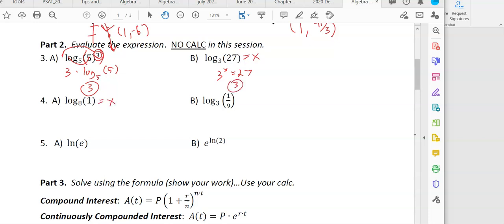You might know the property for log of 1. It's always the same thing. If you don't, just change the form. 8 to the x equals 1. 8 to the what power is 1? That would be 8 to the 0 power. It's one of those properties of 0.